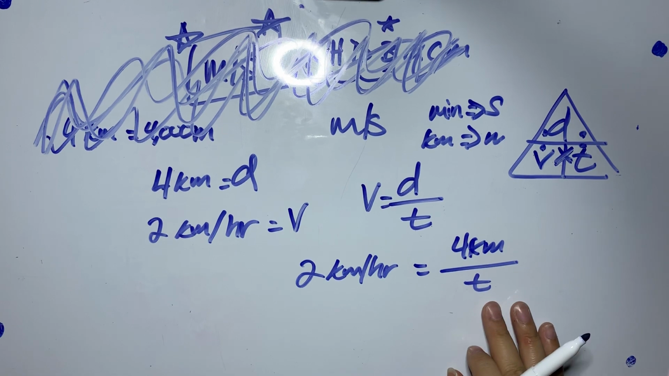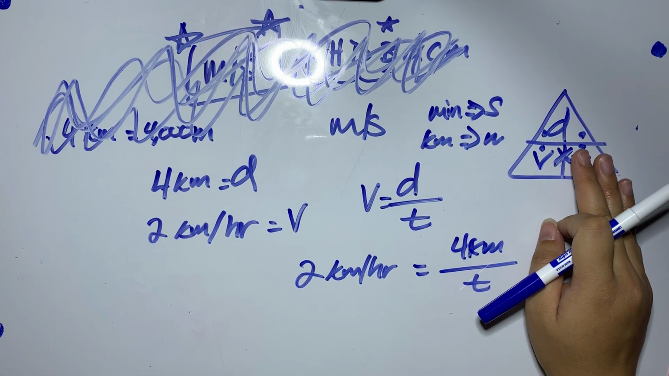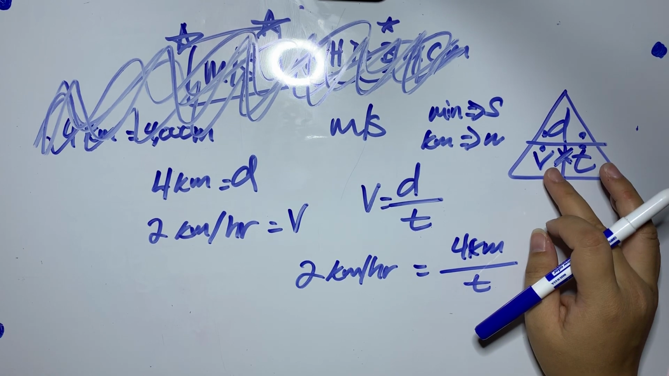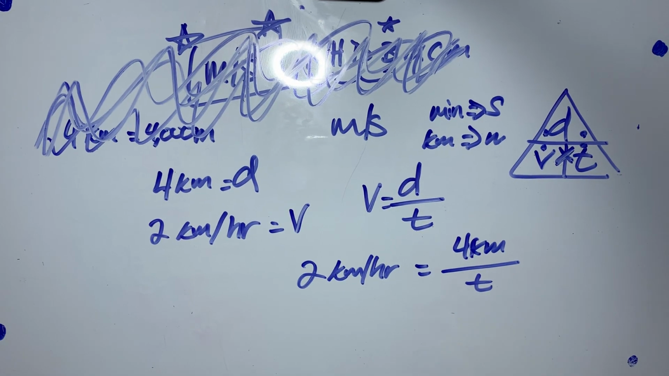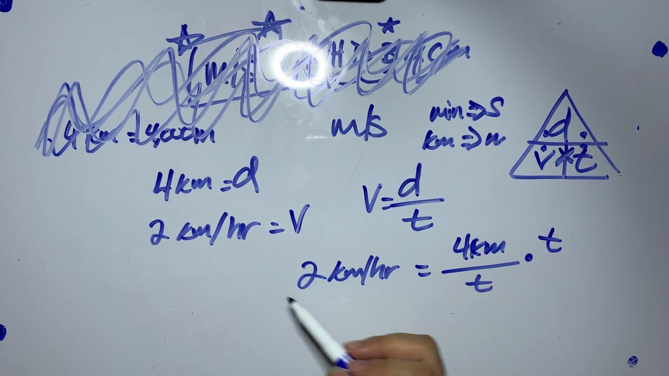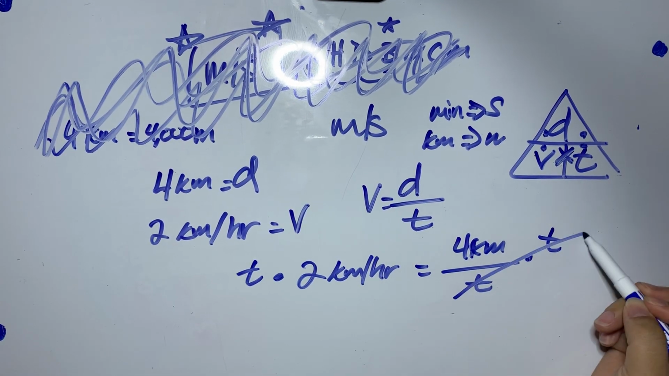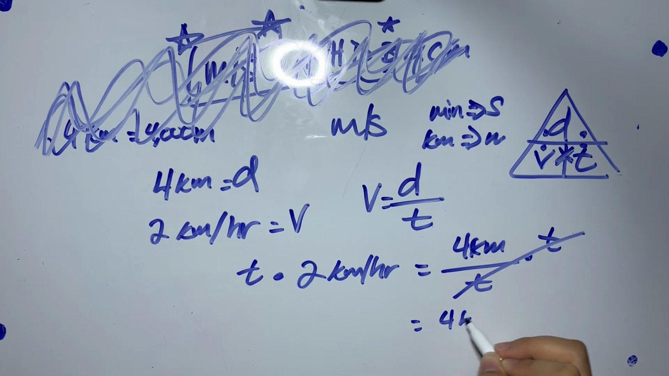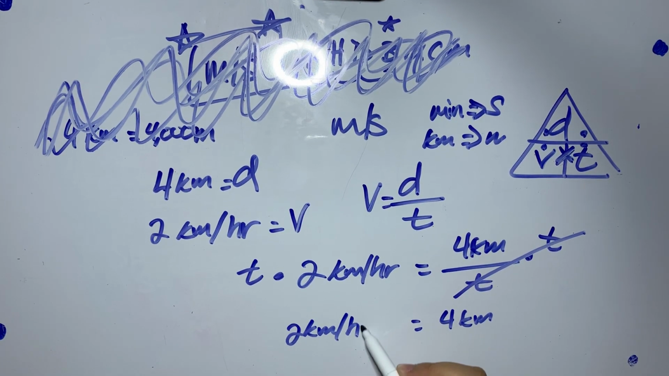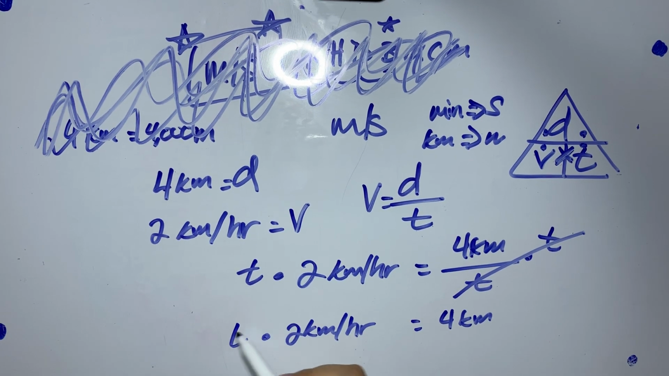Okay, so what I'm going to do is cover up my T here. And to find time, all I have to do is take my D and divide it by the V. A long way of doing it: to get T by itself, I'm going to multiply T to both sides. It cancels on this side. Then I'm left with 4 kilometers is equal to 2 kilometers per hour times T.